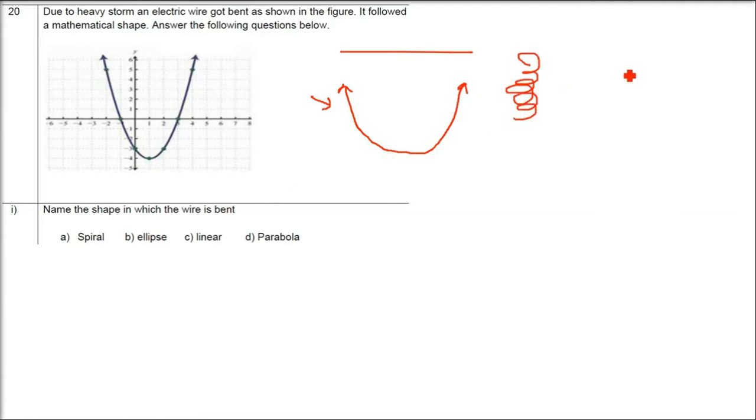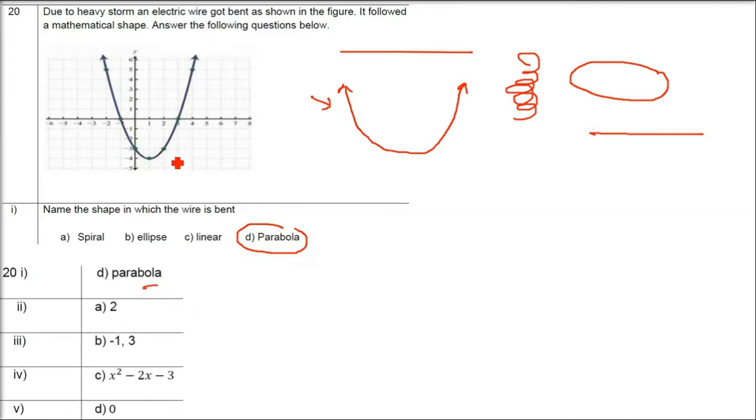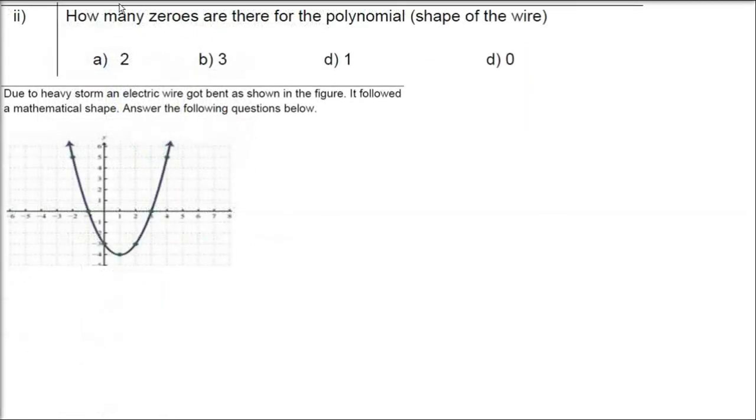Spiral is like this, ellipse is like this, an egg shape, linear is straight. So it's a parabola. This is a parabola. You can see here also. So the answer here is parabola. D is the correct answer.